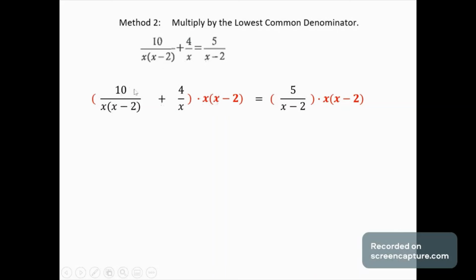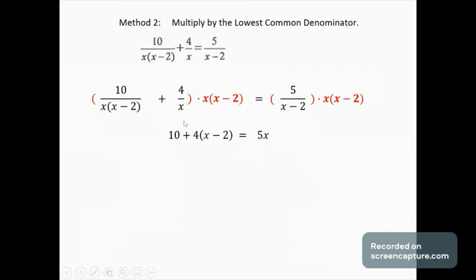Now, multiply this by this first fraction, and what cancels? Well, the whole x times x minus 2 cancels in that first fraction, so we'll be left with just 10. And then when you multiply the second fraction by x times x minus 2, the x's cancel, so you'll be left with 4 times x minus 2. So let's take a look. That first one is left with just a 10 because the x times x minus 2 cancel. In the second one, the x is canceled and we're left with just this x minus 2 times 4. And on the right side of the equation, when you multiply by that lowest common denominator, the x minus 2 cancels. So we're left with just 5 times x, which is this. All right, much simpler than combining these and so on, right?